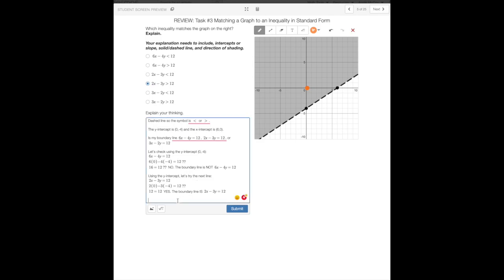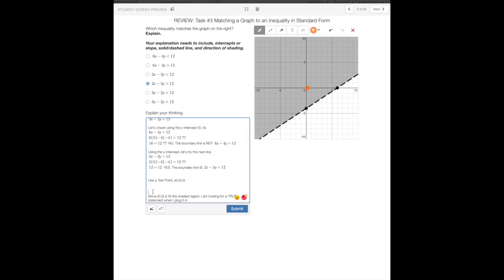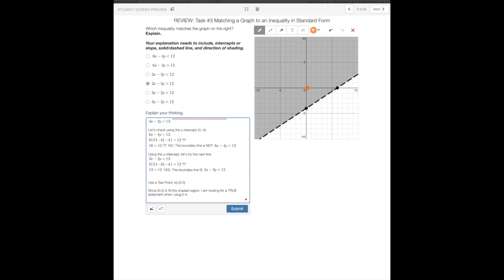Okay, and I like the test point 0, 0 when it's not on the boundary line. Okay, and why is that? It just makes my calculations a lot easier. If you pick any other point, you have to do some more calculations. So I'm going to use the test point 0, 0.